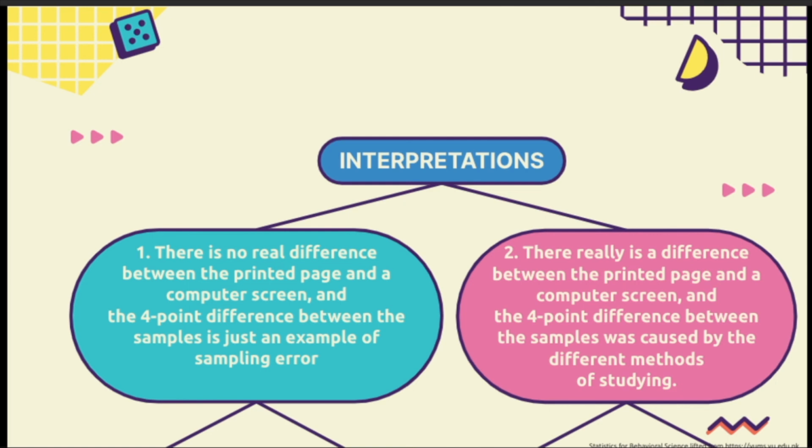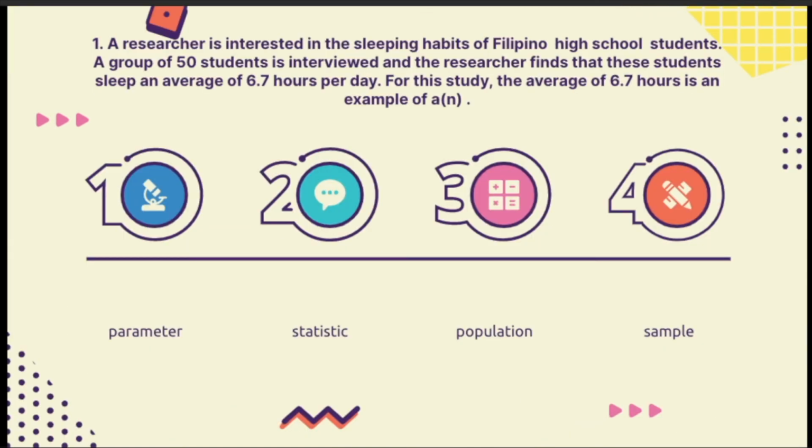We're done with our objectives for today. So, it's time for us to have a short quiz. Number 1. A researcher is interested in the sleeping habits of Filipino high school students. A group of 50 students is interviewed, and the researcher finds that these students sleep an average of 6.7 hours per day. For this study, the average of 6.7 hours is an example of, is it parameter, statistic, population, or sample? The correct answer is statistic.